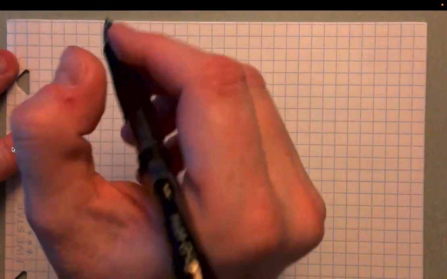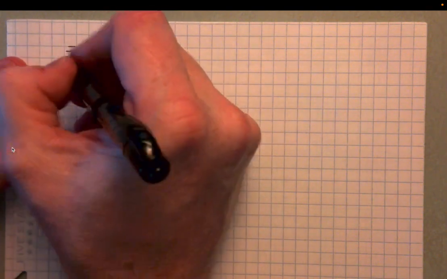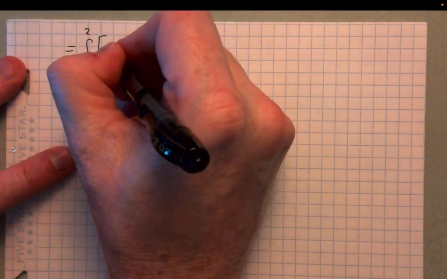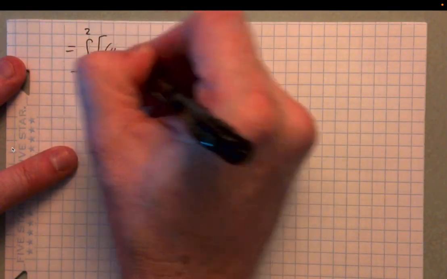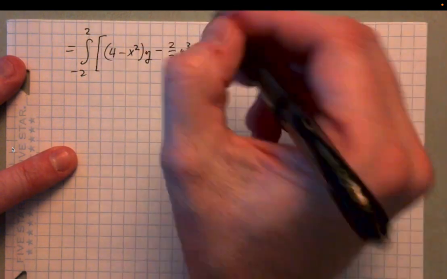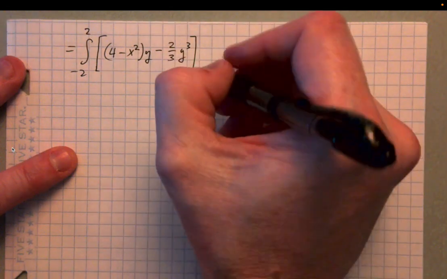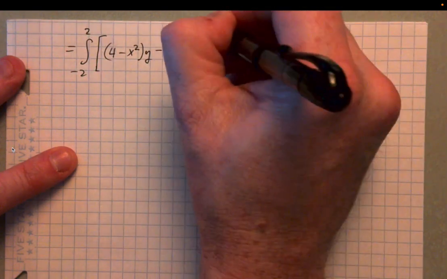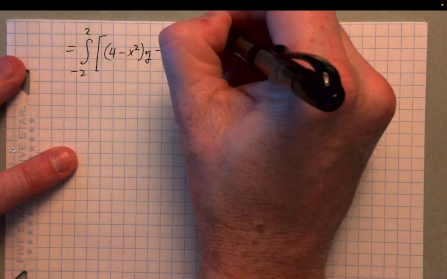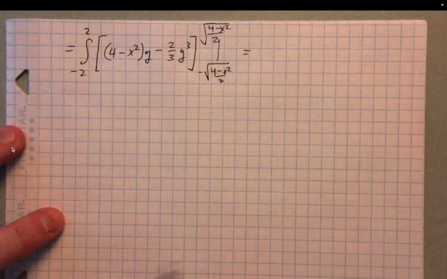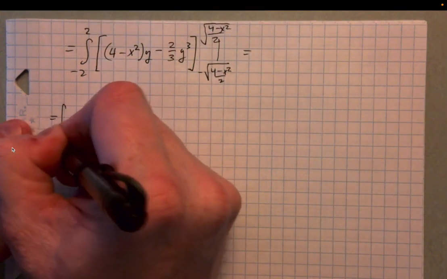And what do we have? Well, so we're going to integrate that, and the integral is easy to calculate. It's the bounds that are hard to evaluate. And so when I calculate the integral, it's going to be (4 minus x squared) times y minus 2/3 y cubed. Okay, and then that needs to go from negative square root of (4 minus x squared) over 2 up to the square root of (4 minus x squared) over 2. So we've got to plug all this in and deal with this. That's the tricky part of this problem.